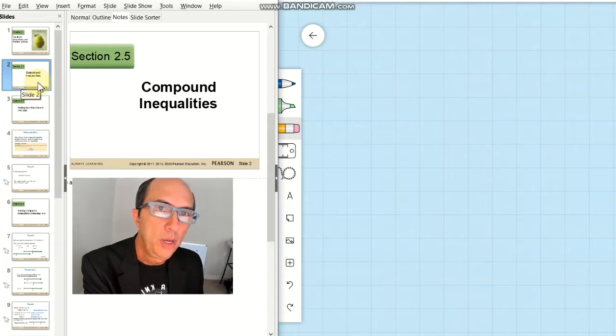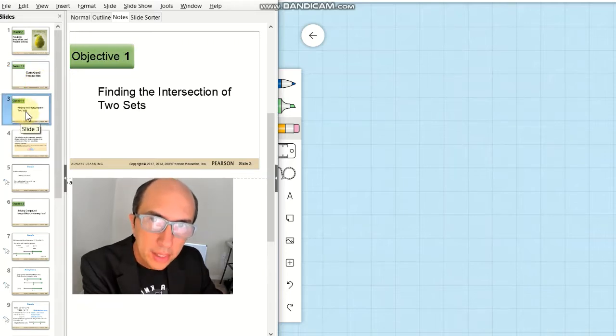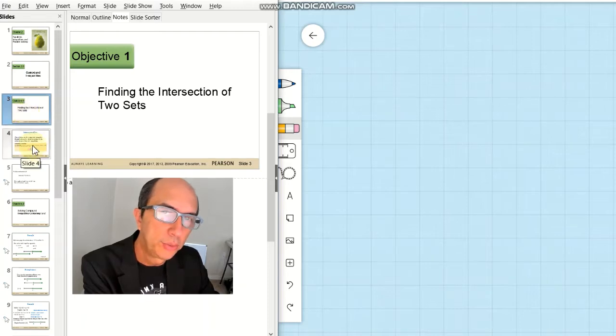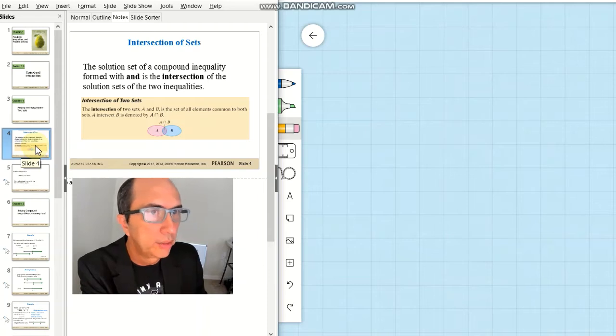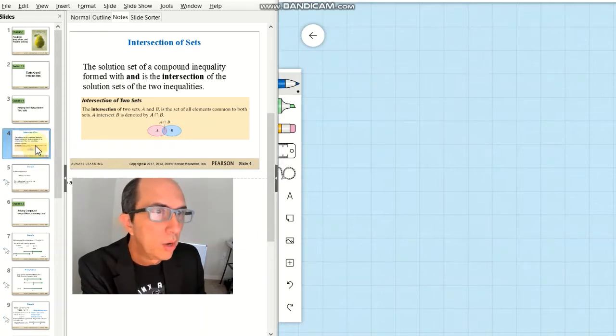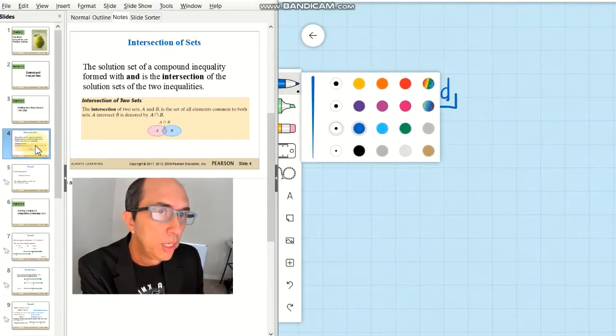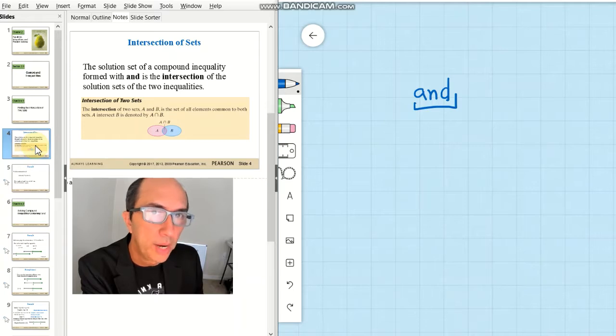Hello, we are on chapter 2, section 2.5, compound inequalities. And the first objective today is to find the intersection of two sets. And when we talk about intersection, we are talking about the word and. That means we're usually going to talk about sets of numbers, right?